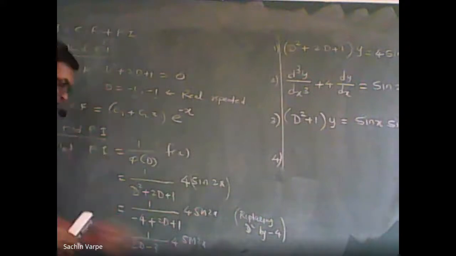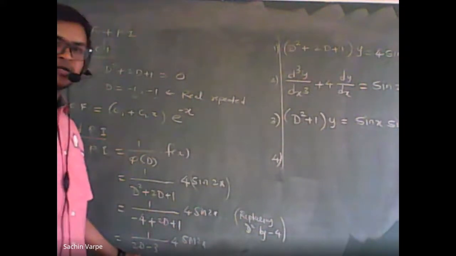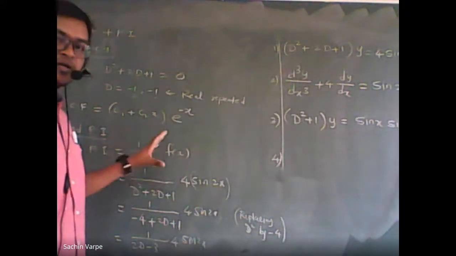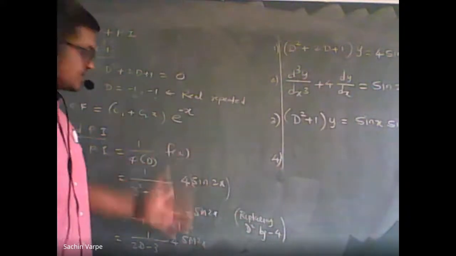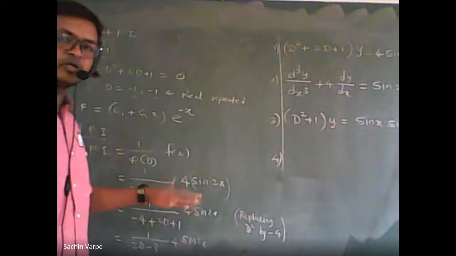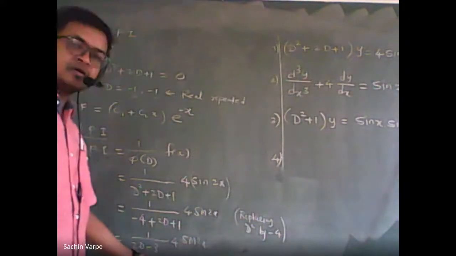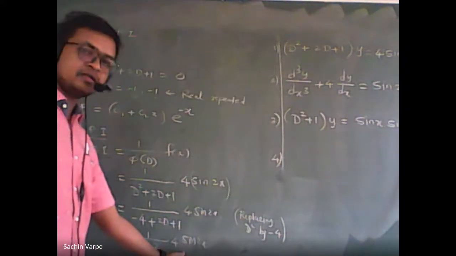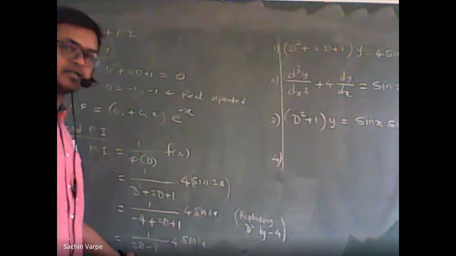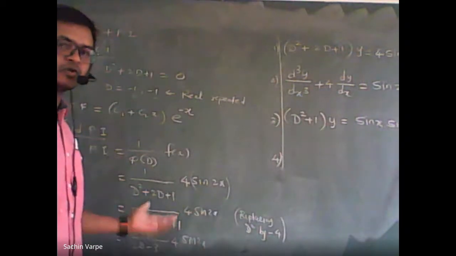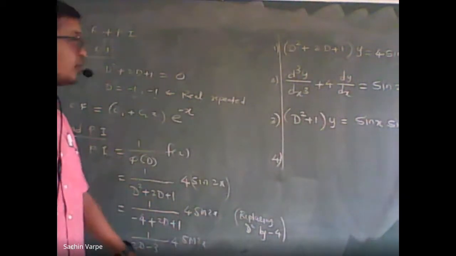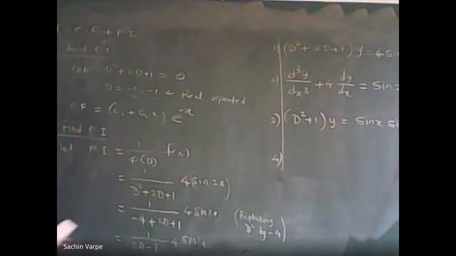Now still D is there in the denominator. While finding the particular integral, we are trying to eliminate that D from this operator. But f of x is sine, so we need D square in the denominator for the replacement. So how to get that D square? Just rationalize that denominator.